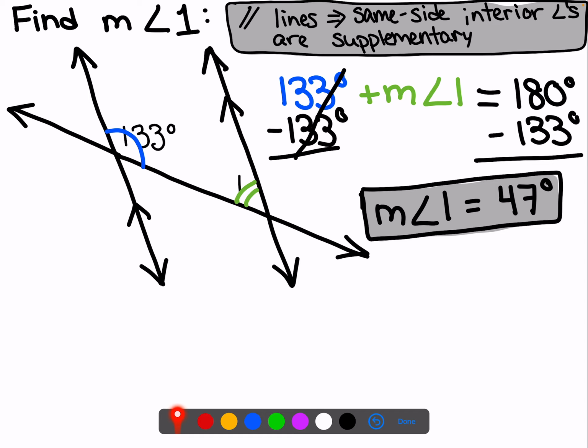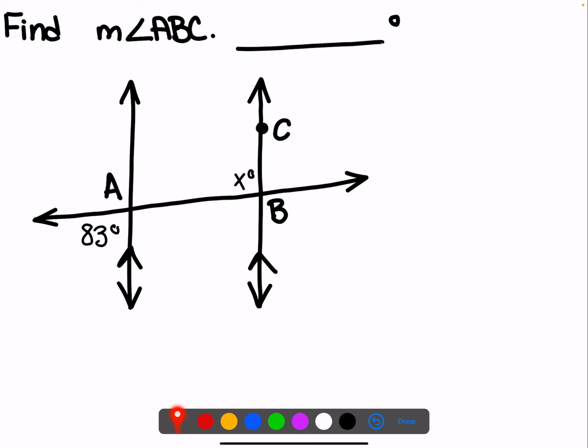Next up, we want to find the measure of angle ABC. So go ahead and pause the video if you'd like. Try this one out on your own. There are multiple ways to do it, and then we'll try it together. All right, so for this one, I know that we have 83 degrees down here, and there is no angle relationship between 83 degrees down here and angle X.